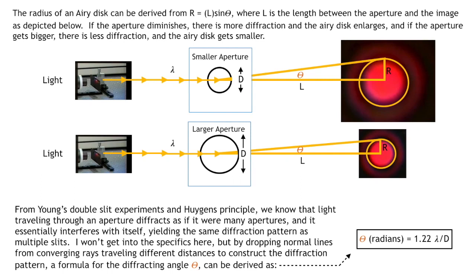Smaller the aperture, more diffraction, and larger the aperture, less diffraction. Okay? So from Young's double slit experiments and Huygens principle, we know that light traveling through an aperture diffracts as if it were many apertures, and it essentially interferes with itself, yielding the same diffraction pattern as multiple slits. I'm not going to get into the specifics here, but by dropping normal lines from converging rays traveling different distances to construct the diffraction pattern, a formula for the diffracting angle theta can be derived such that theta in radians equals 1.22 times the wavelength divided by the diameter of the aperture. If you want to look up the derivation of this formula, there are many videos online describing it.